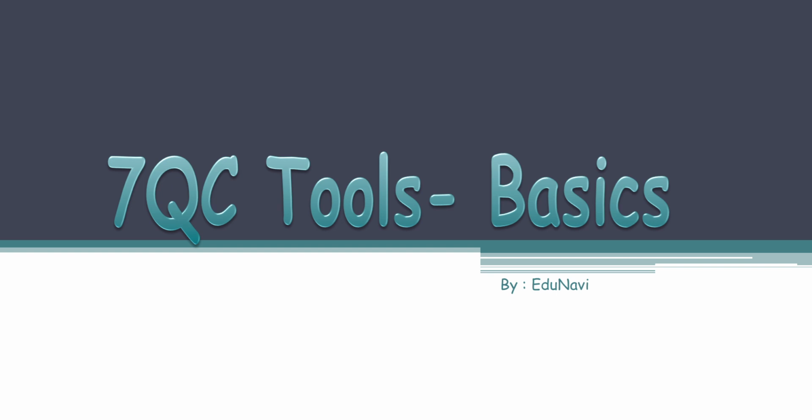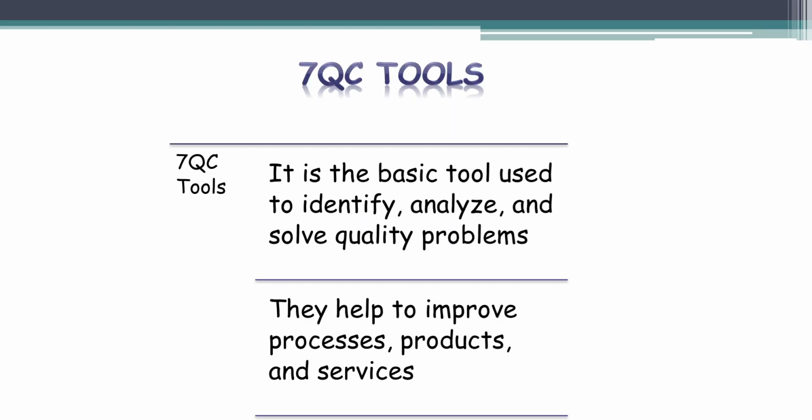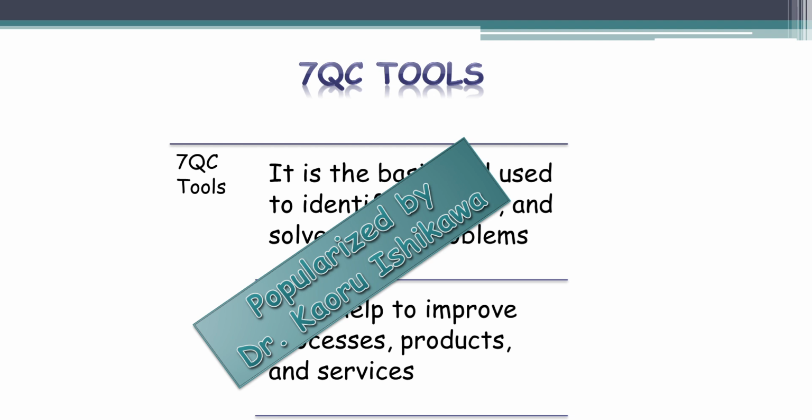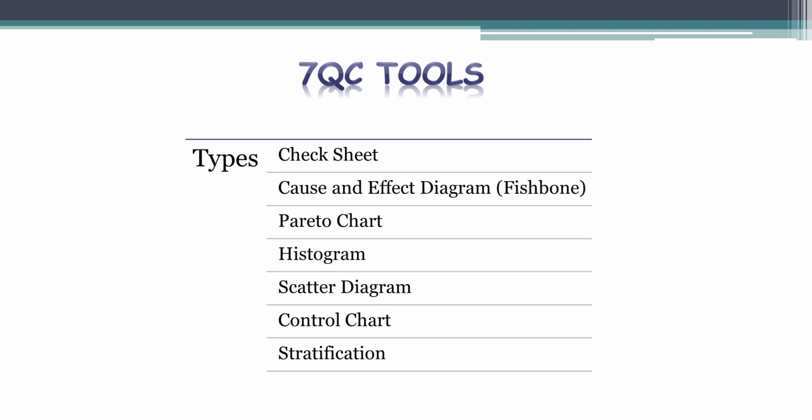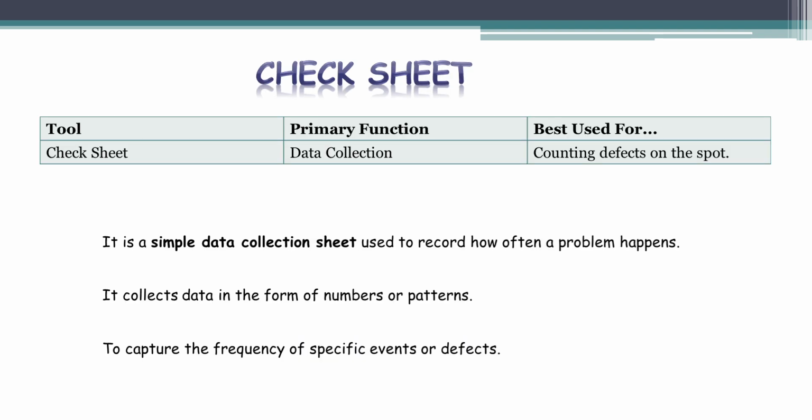Let's begin today's session. 7 QC tools. The 7 QC tools are a set of graphical and statistical techniques used to analyze a process, identify root cause and drive continuous improvement. Originally popularized by Ishikawa. Where will it be useful? It will be useful in any data-driven decision-making environment. As the name says, there are 7 quality control tools. They are check sheet, cause and effect diagram, Pareto chart, histogram, scatter diagram, control chart and stratification.